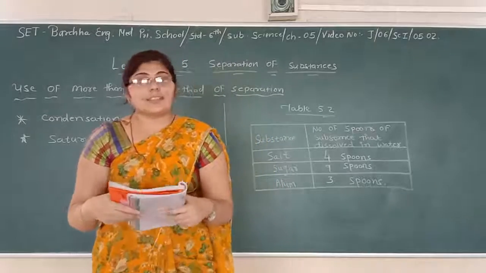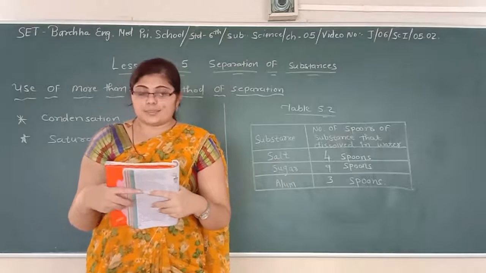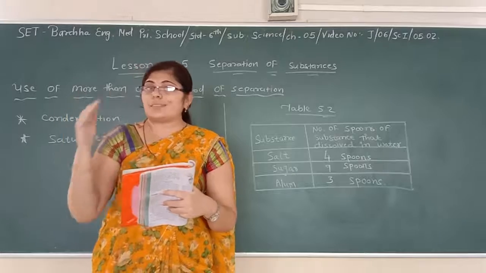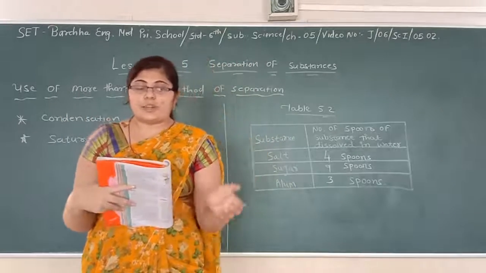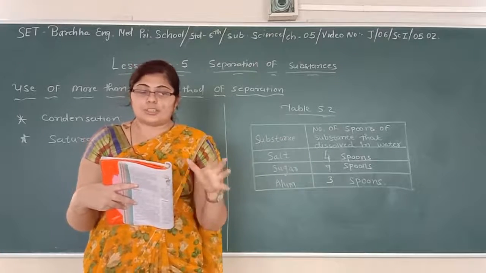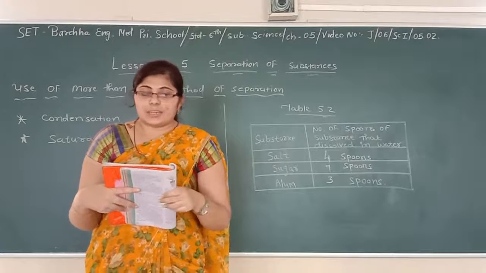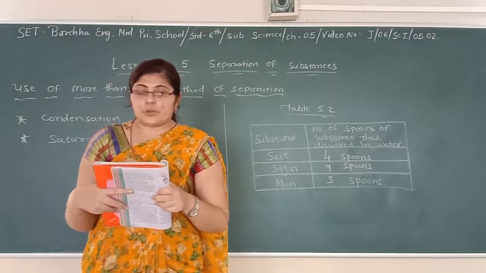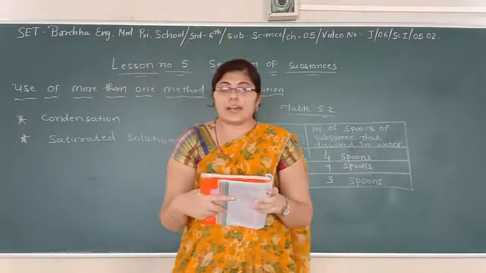To understand this, let us perform an activity. Activity 10. Take 2 glasses and pour half a cup of water in each of them. Add a teaspoon of salt to one glass and stir until the salt dissolves. Go on adding salt one teaspoon at a time till the solution is saturated. Record the number of spoons of salt that dissolve in the water in Table 5.2 now.